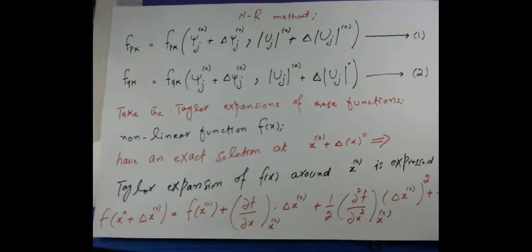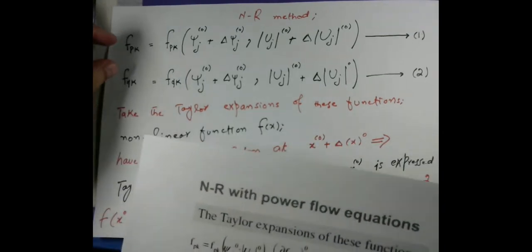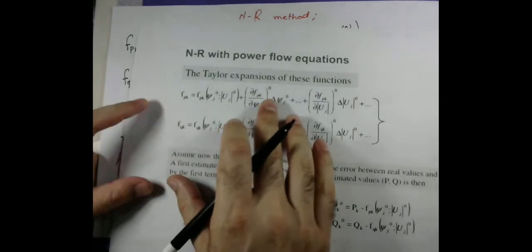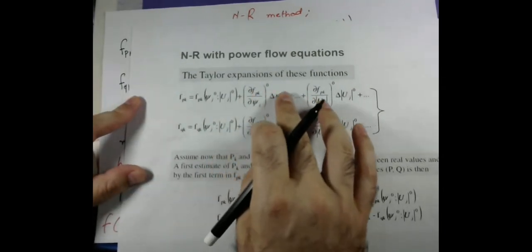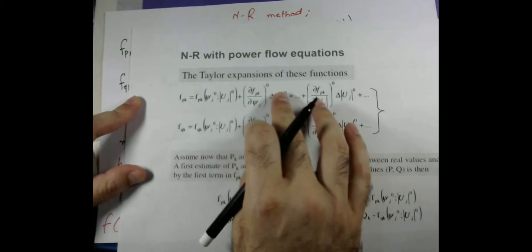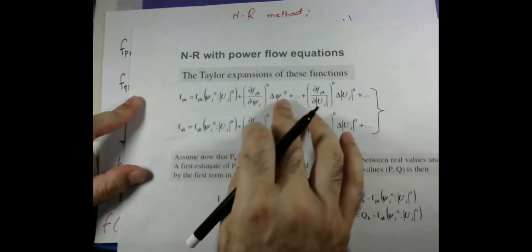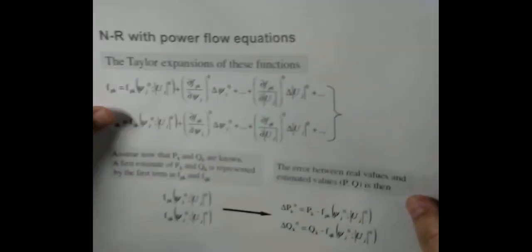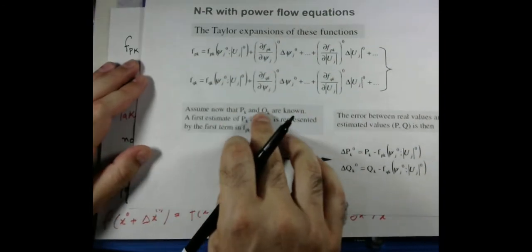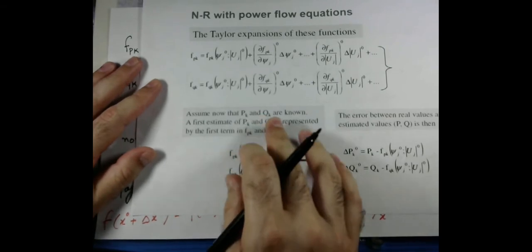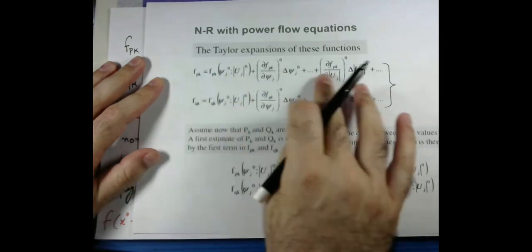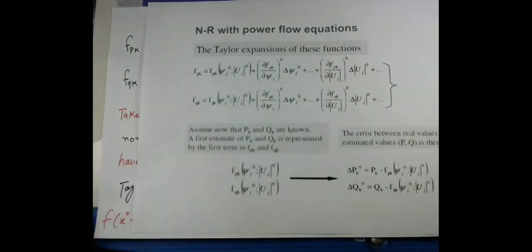So now, as we have also taken the Taylor expansion of these two functions, where the first guess is involved, and if we also take the error, then it will be the exact solution. So now, as I mentioned, let's say we know the active and the reactive power on some buses. So this will be the first term in both these expressions.